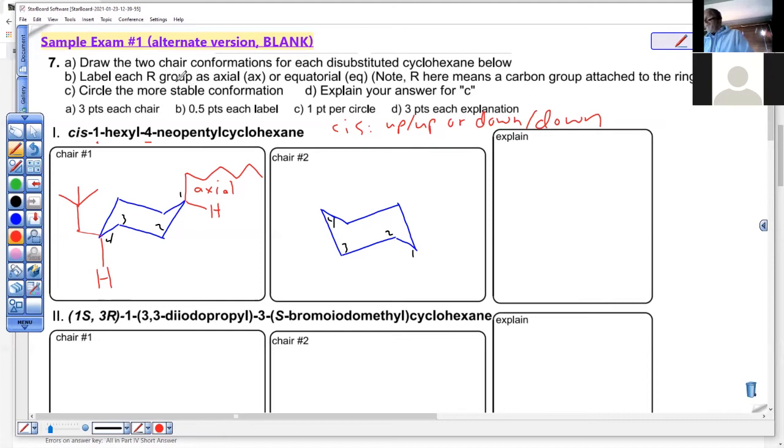Part B, label each R group. This is an R group. This is an R group. We labeled that one already. Well, we could have used the short form AX. I didn't notice that. There we go. Or EQ for equatorial. That's the one for the neopentyl.